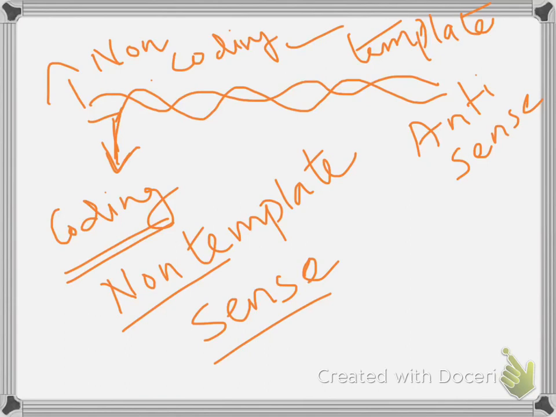So these are the strands, the coding strand and the non-coding strand. The non-coding strand is also known as the antisense strand or template strand, and the coding strand is also known as the non-template strand or sense strand. The non-coding strand is used as the template by the enzyme RNA polymerase. Let us discuss the reaction. So this is the double-stranded DNA.